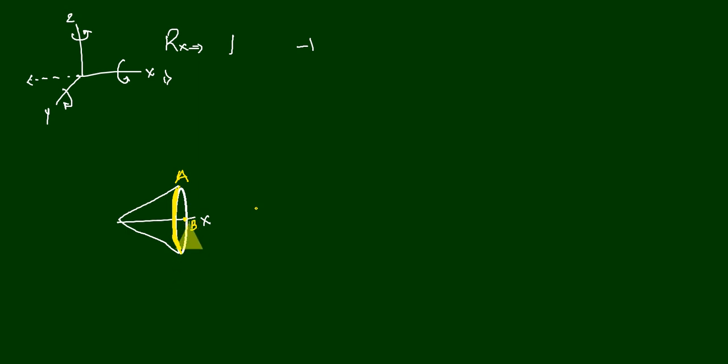Now where is point B? Point B is behind the board. Okay? Point B is behind the board. Point C. This is point C. And point C is in the plane of the board. And this is point D. Okay, this is point D. So point D is in front of the plane of the board.